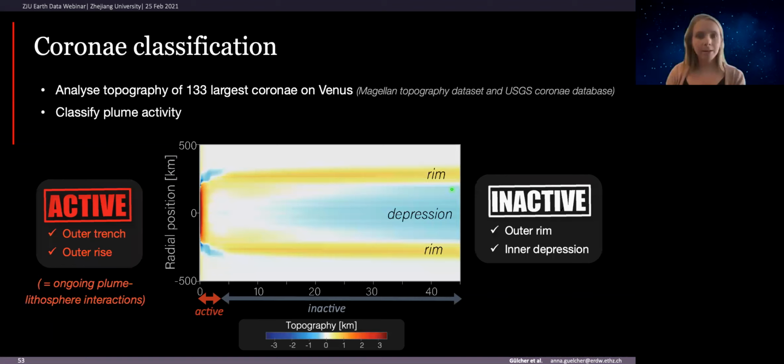And what I mean by that is that we labeled a corona as being currently active if it features a clear outer rise and a trench that indicate ongoing activity on the plume margin. And we labeled the corona inactive if it shows the complete opposite, if the topographic profile showed a clear outer rim and an inner depression. Many corona were also classified as unknown because many features are actually quite ambiguous on the planet.